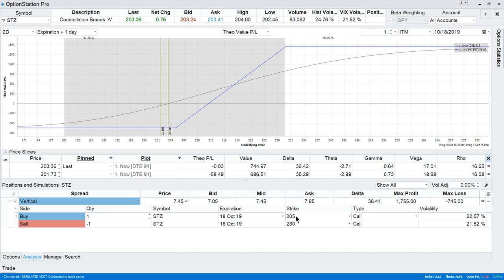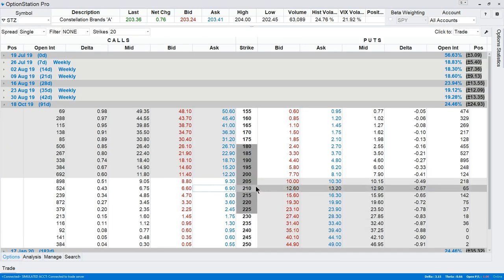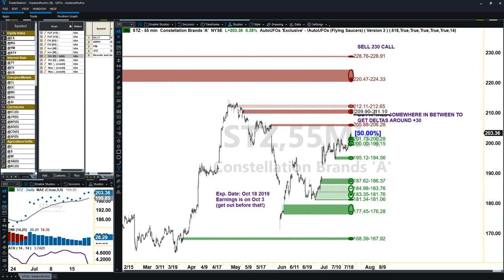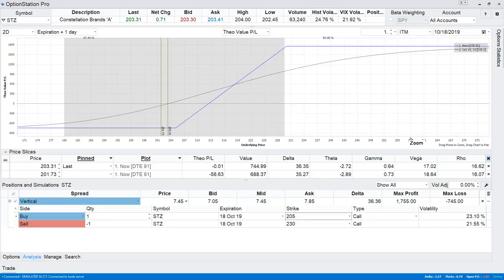Ideally I would have 207 or something like that, but it doesn't exist. When you look at the option chain, it goes from 205 to 210. 207 does not exist. So what is the trade that we're going to build? It's a 205-230 bull call spread. I'm buying the 205 call and selling the 230. This is the trade that we're going to put together.